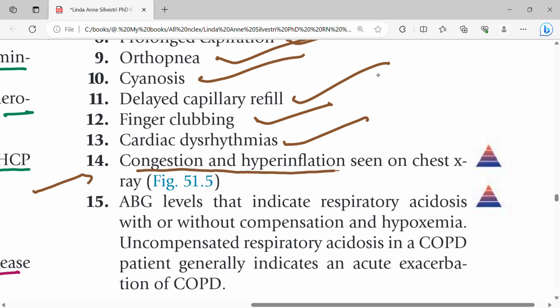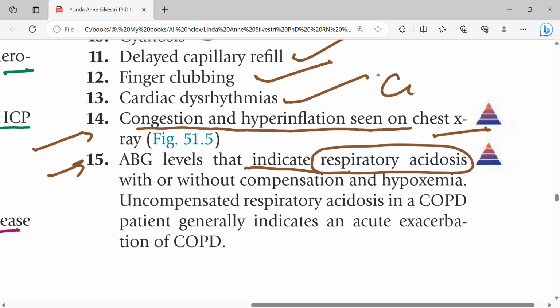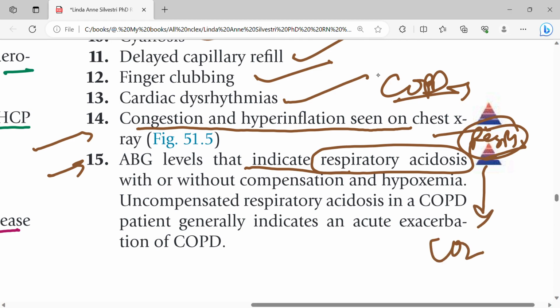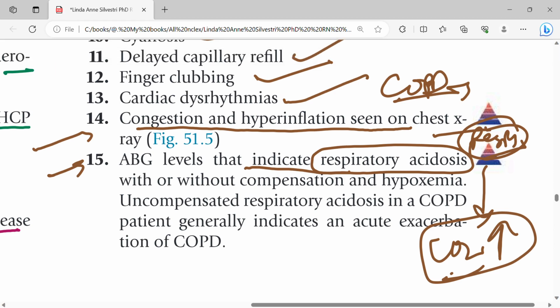Then congestion and hyperinflation are seen in the chest X-ray. ABG will check arterial blood gas levels and indicate respiratory acidosis. So this is also important in COPD. There will be respiratory acidosis. Why respiratory acidosis? Because the carbon dioxide will increase in COPD cases. So that's why respiratory acidosis will occur.